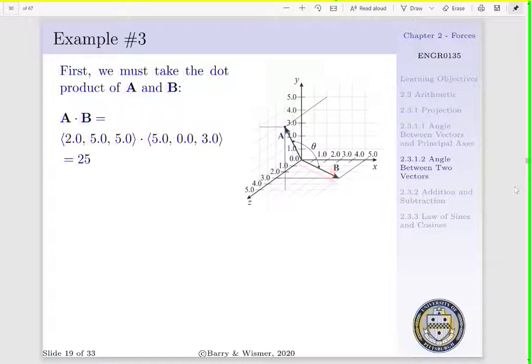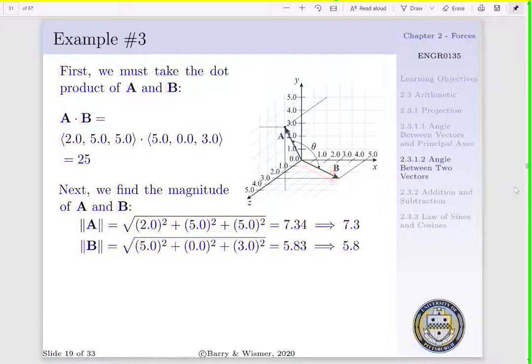When we take the dot product, we have 2.0 times 5.0 plus 5.0 times 0.0 plus 5.0 times 3.0. And we have a value of 25 once we consider significant digits. Next, we have to find the magnitude of vectors a and b.